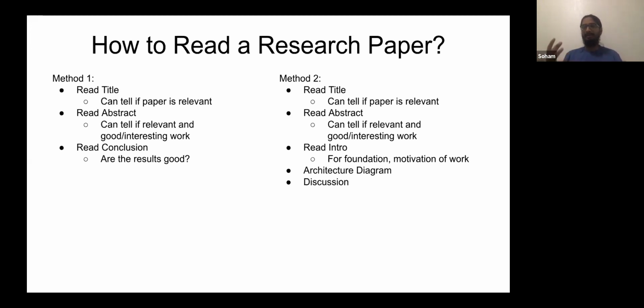And after that is when I look at the architecture diagram, because the architecture diagram is a really quick way to figure out what the authors actually did and what they built. So for me at least, that's a really quick way to get a rough idea of what the authors did. And usually that's enough for me. By that time, you'll know what most of the paper is about.